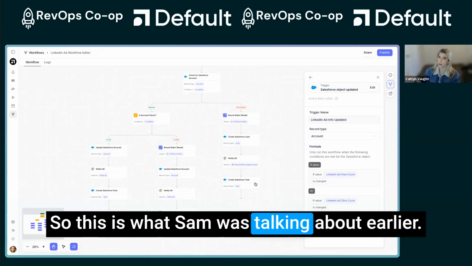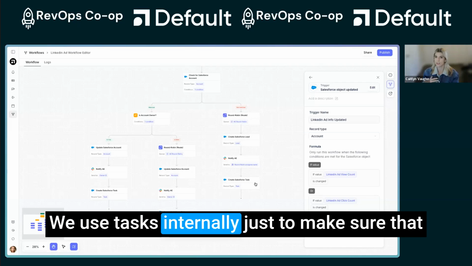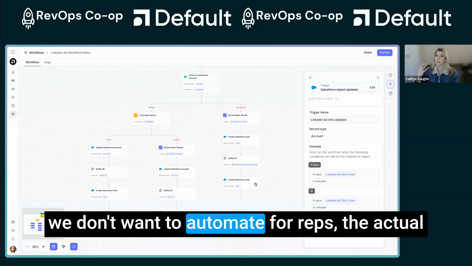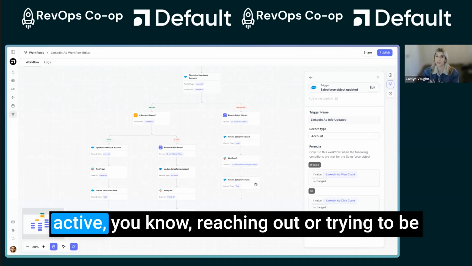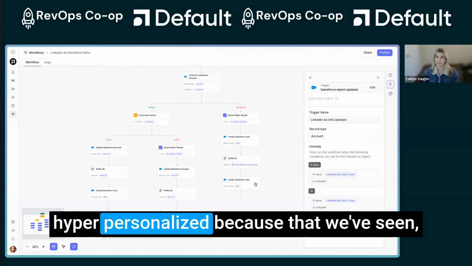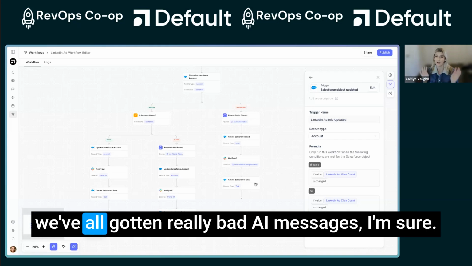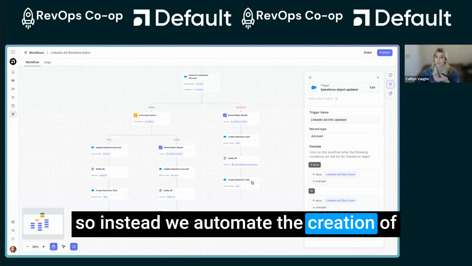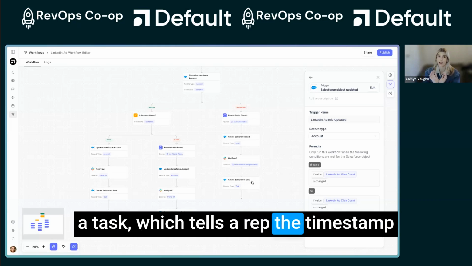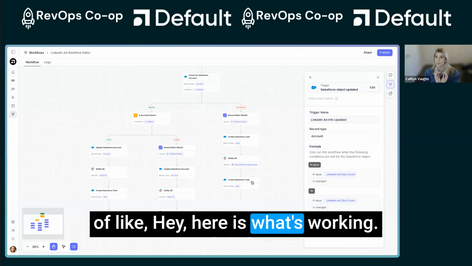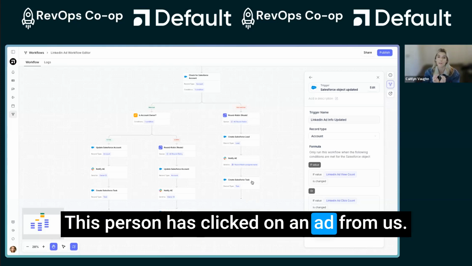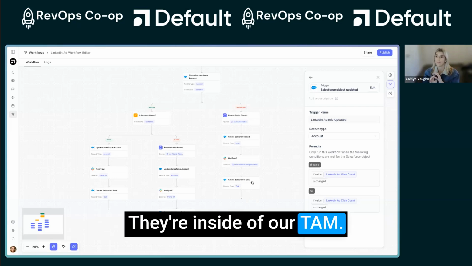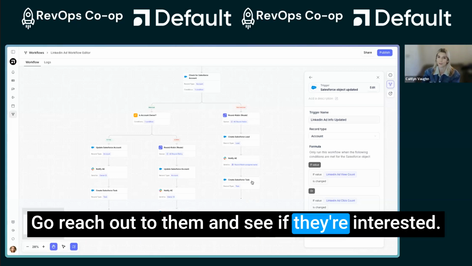And then we're going to create a task inside of Salesforce. So this is what Sam was talking about earlier. We use tasks internally just to make sure that we don't automate for reps the actual act of reaching out or trying to be hyper personalized, because we've all gotten really bad messages, I'm sure. So instead we automate the creation of a task, which tells a rep the timestamp of, hey, here is what's working. This person has clicked on an ad from us. They're inside of our TAM. Go reach out to them and see if they're interested.